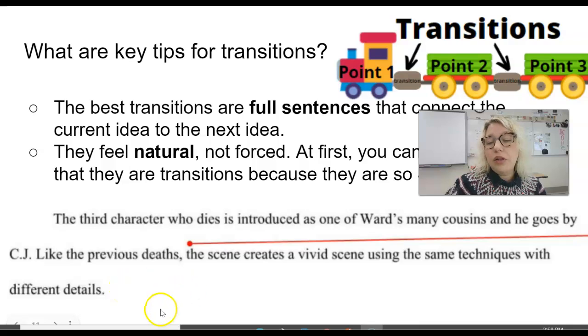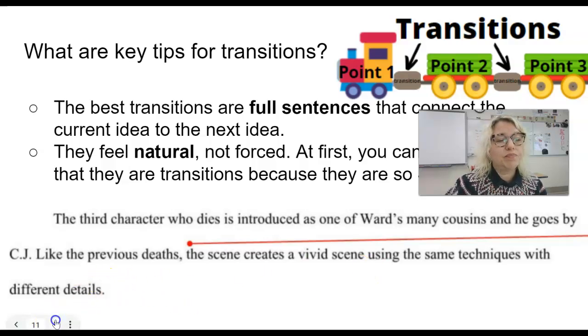They do a character analysis on the 5 men who died. "The third character who dies is introduced as one of Ward's many cousins, and he goes by CJ. Like the previous deaths, the scene creates a vivid scene using the same techniques with different details." So it's more than just one word. We do have the third mention, and in Men We Reaped, that's very appropriate because there are 5 men who die, and each has their own chapter. But it's more than just the mention of third. It goes on to "like the previous deaths," and then we hear more about the connection. So a full sentence is used here.